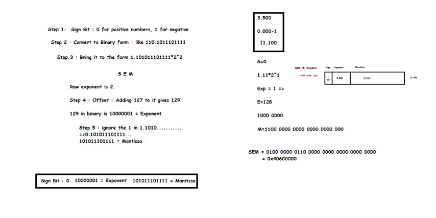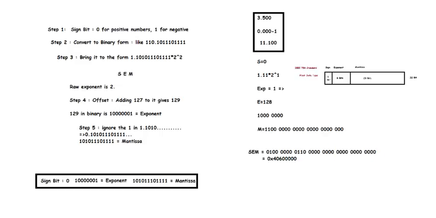Now you just have to rewrite this in a proper form. So sign is 0, correct, and exponent is 1 followed by 7 zeros, correct, and the mantissa is double 1 followed by 21 zeros. So here you are. In hexadecimal, this is going to translate to 406 followed by 5 zeros, right?